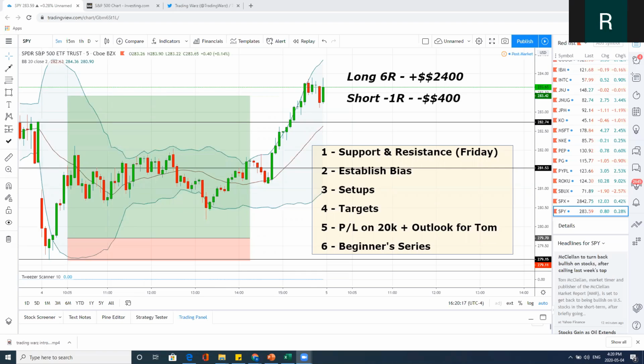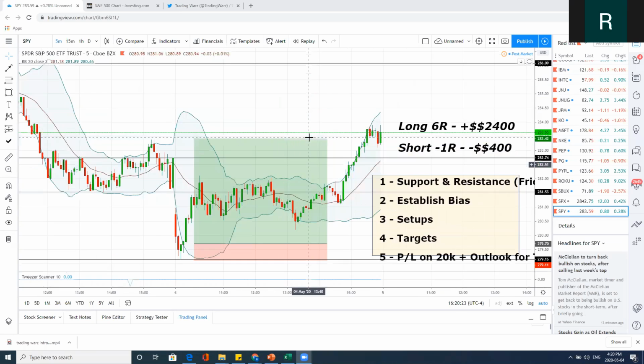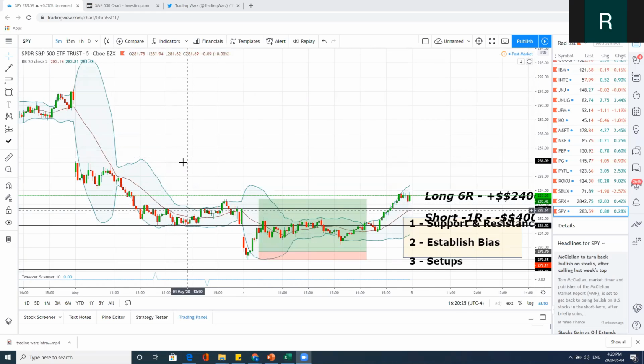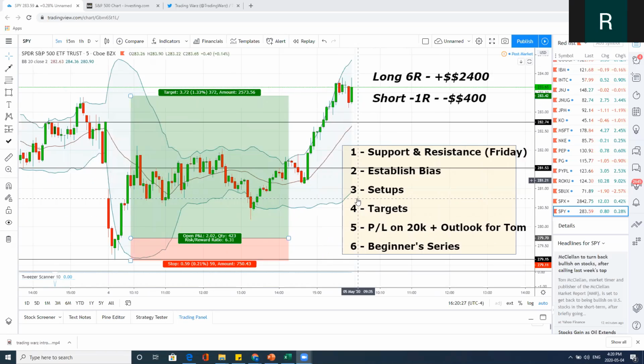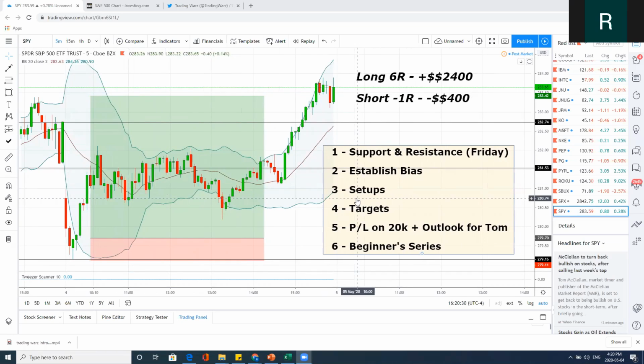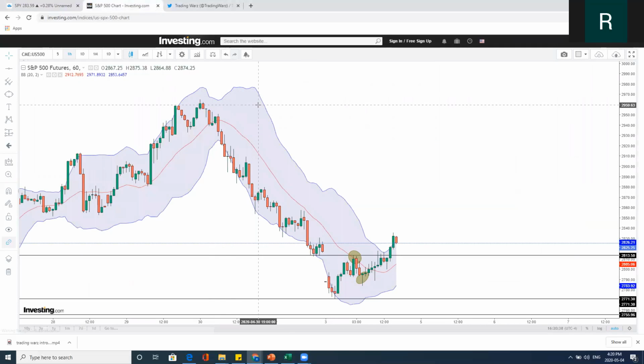Okay, everyone. As usual, we're going to start off with drawing our support and resistance. In this case, we're going to have to go back to Friday to identify our low, our close, and our high. Okay, guys? Next step, we're going to look at establishing our bias. To do this, we're going to have to look at the S&P 500 futures overnight and determine what actually happened.